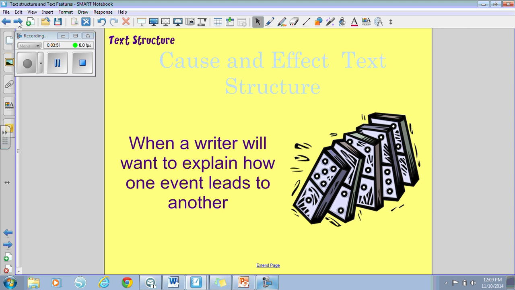The next text structure is the cause and effect text structure. Cause and effect analysis explains why something happened or is happening, and it predicts what probably will happen. Authors use cause and effect to explain how one event leads to another. Think about dominoes. If one falls, they all fall.